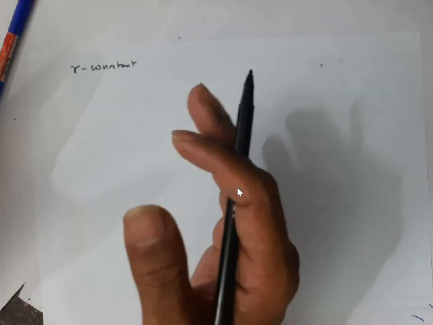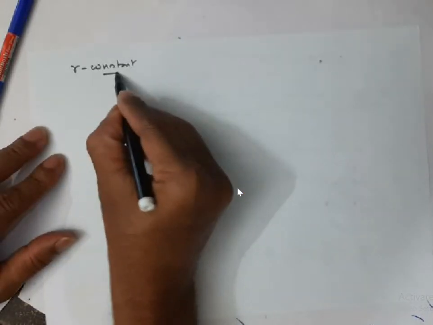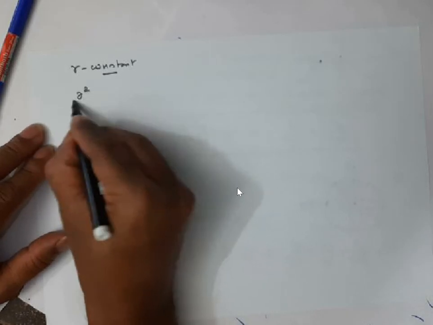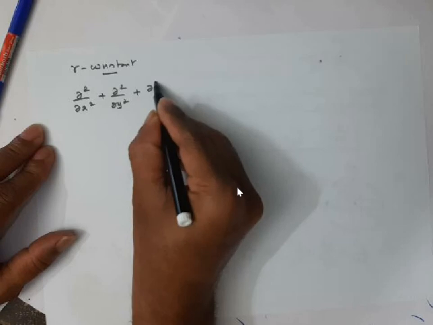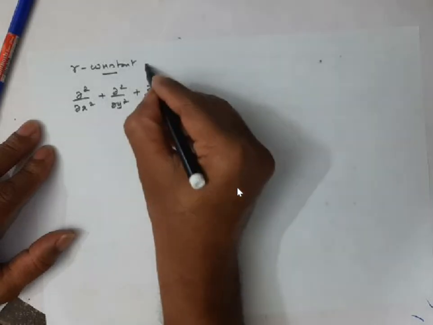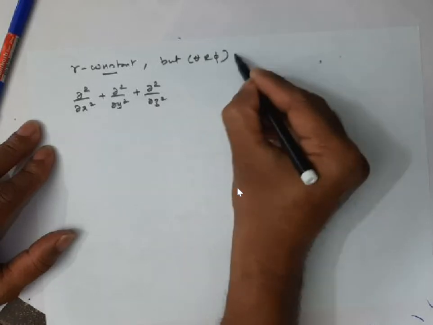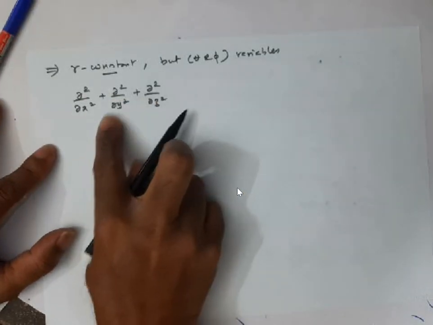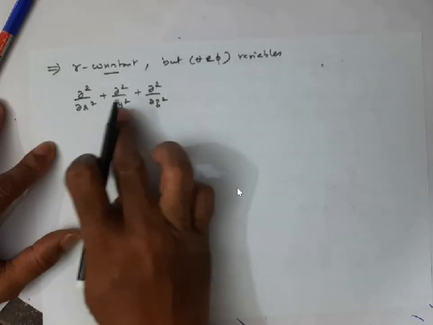But in Cartesian coordinates you have to consider all three operators, that is, ∂²/∂x² plus ∂²/∂y² plus ∂²/∂z². You have to consider all three variables even if r is constant. R is constant, but theta and phi are variables. Even in this case, you require all these three variables in Cartesian coordinates. I'm sorry, the sum of all these operators.